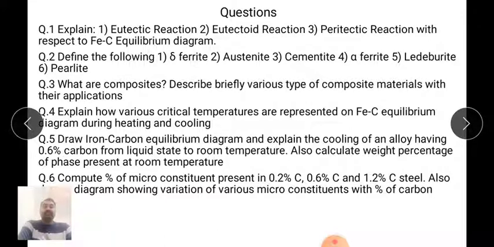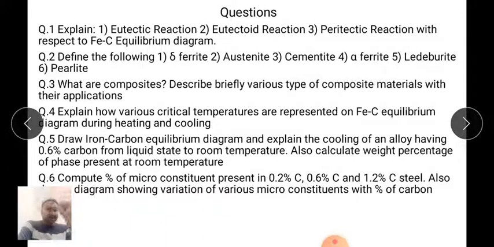Again I tell you, the question can be asked in 2 ways. Explain eutectoid and peritectic reaction with Fe carbon equilibrium diagram for 7 marks, or explain any two invariant reactions with Fe carbon equilibrium diagram for 6 marks.